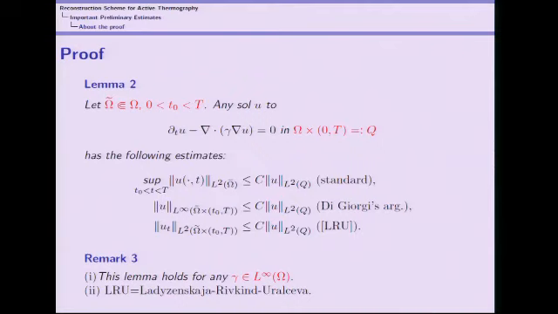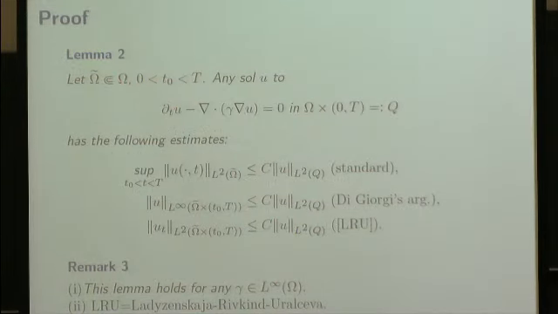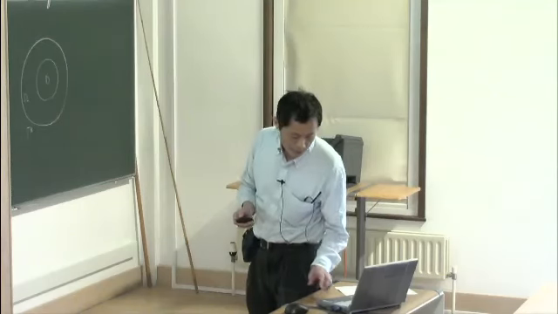What are the estimates? Let omega tilde be compactly embedded open set in omega, and T0 is in the open time interval (0, T). Then any solution u to this equation in this cylindrical domain Q has the following estimates. We have three types of estimate. The first one is the standard estimate. The second one is a De Giorgi type estimate. And the last one is the Ladyzhenskaya-Rybkin-Uraltseva type estimate.